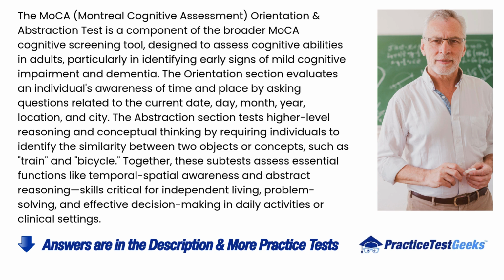The orientation section evaluates an individual's awareness of time and place by asking questions related to the current date, day, month, year, location, and city. The abstraction section tests higher-level reasoning and conceptual thinking by requiring individuals to identify the similarity between two objects or concepts, such as train and bicycle. Together, these subtests assess essential functions like temporal spatial awareness and abstract reasoning, skills critical for independent living, problem-solving, and effective decision-making in daily activities or clinical settings.